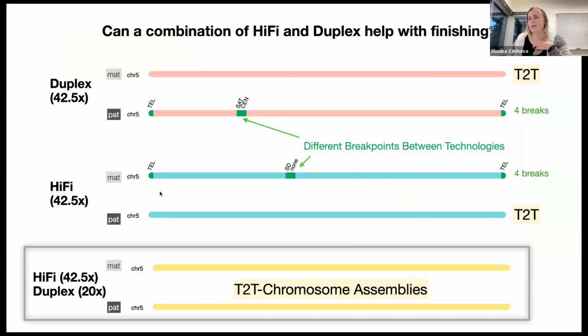Here is another example of a combination of the technologies. The assembly on top was generated only with the duplex data, and it has 4 breaks, and the breaks are annotated. So it's a break in the telomeric sequence around the centromere. There is also some satellite DNA. There is another assembly in blue, which was generated only with HiFi reads, also has some breaks, including this segmental duplication here. And for this case, if you build an assembly that combines both of these technologies, you will get a full T2T chromosome. And so what I want to argue with this slide is that not only can different assemblers take you to different places, but also the combination of technologies.